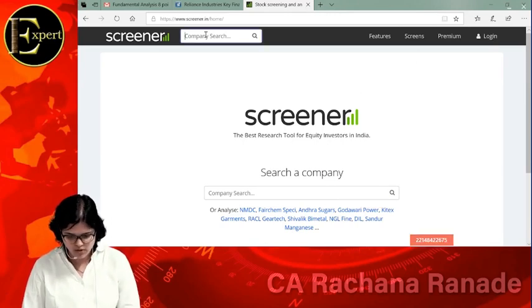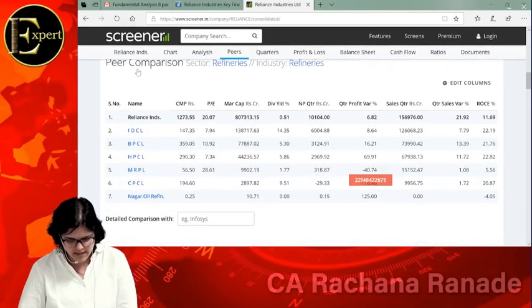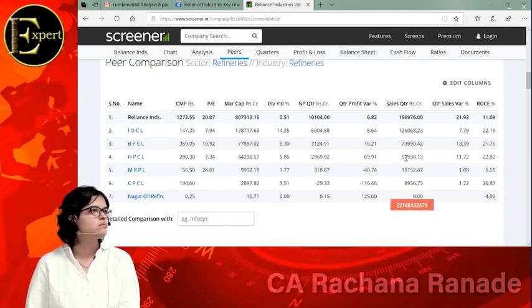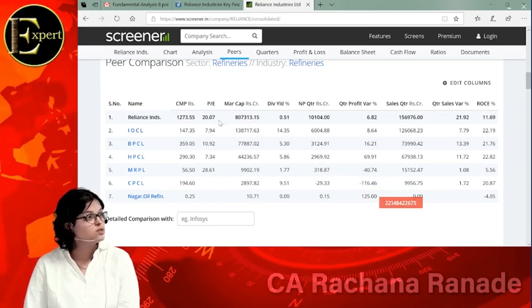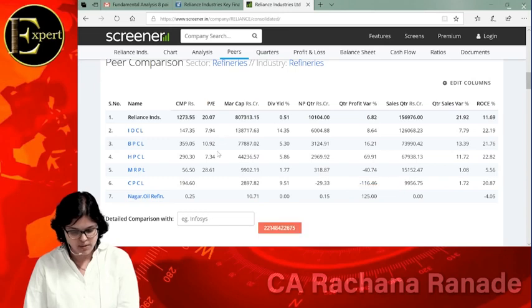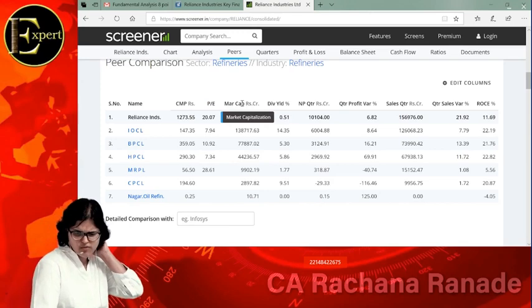If you just check this Reliance, here you can see that the columns are different. We do get a P as a ready-made ratio. Here you can see Reliance's P is 20, IOCL 7, BPCL 10, HPCL 7, MRPL 28. MRPL is a little bit more, but otherwise BPCL, HPCL, IOCL are comparatively lesser. Then they have one point known as market capitalization. Does anyone know the meaning of market capitalization?